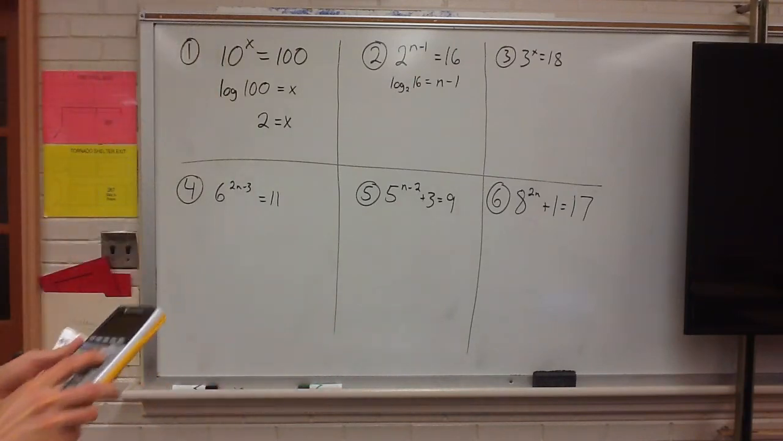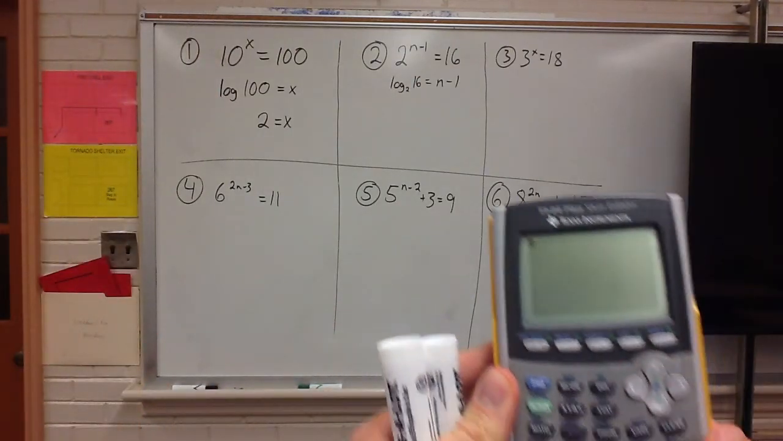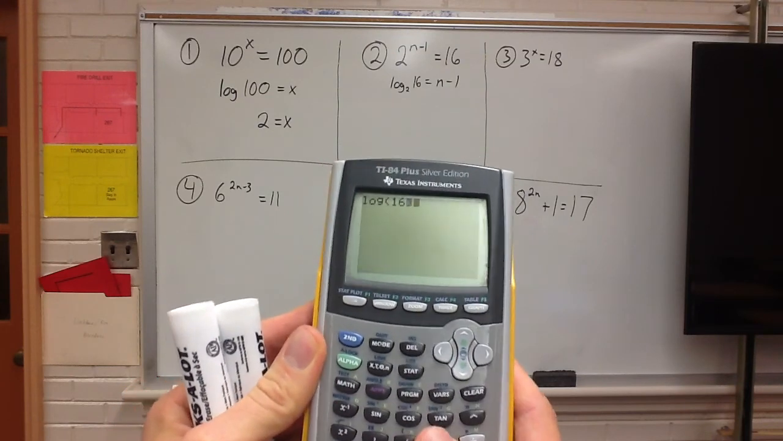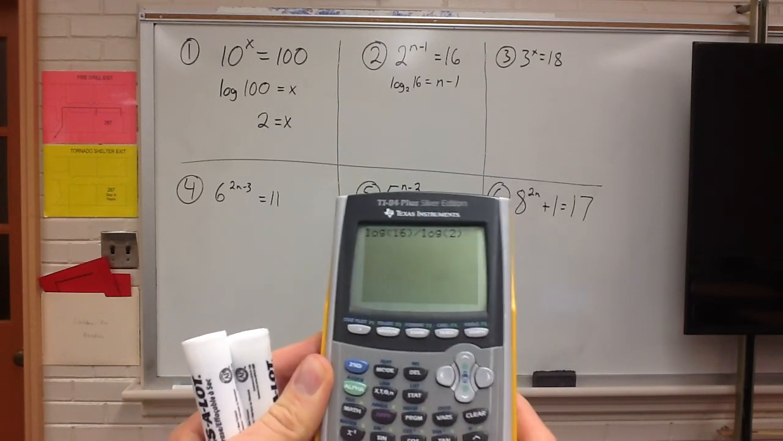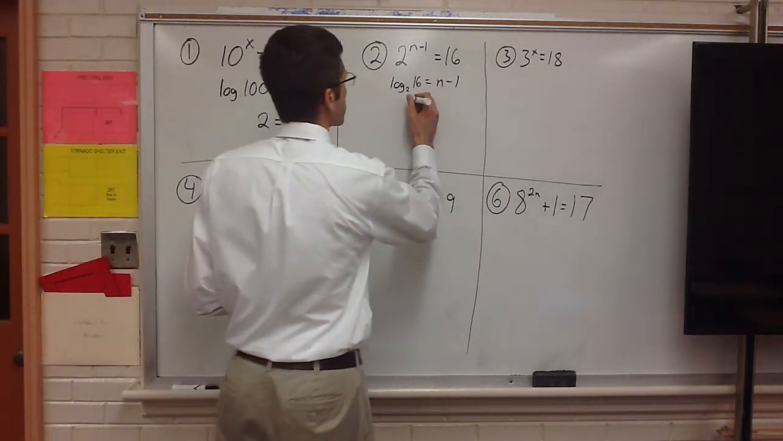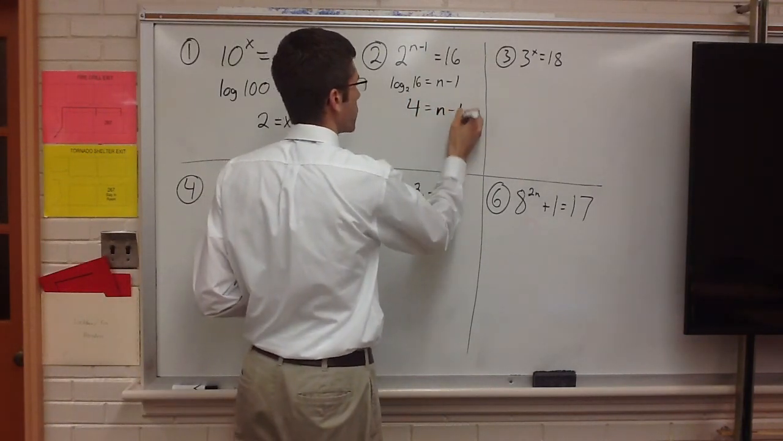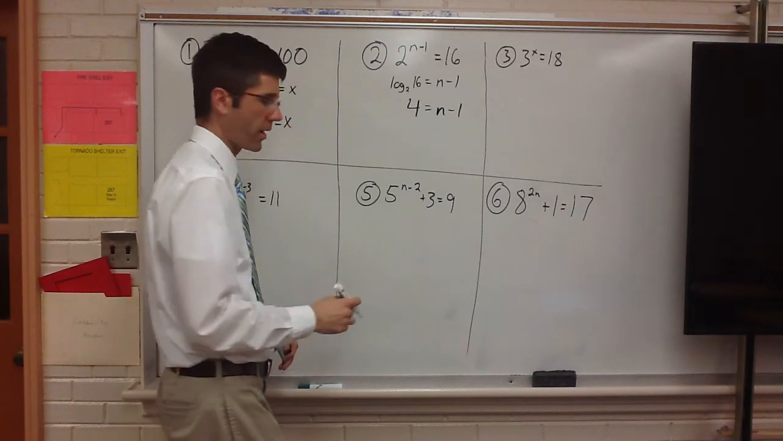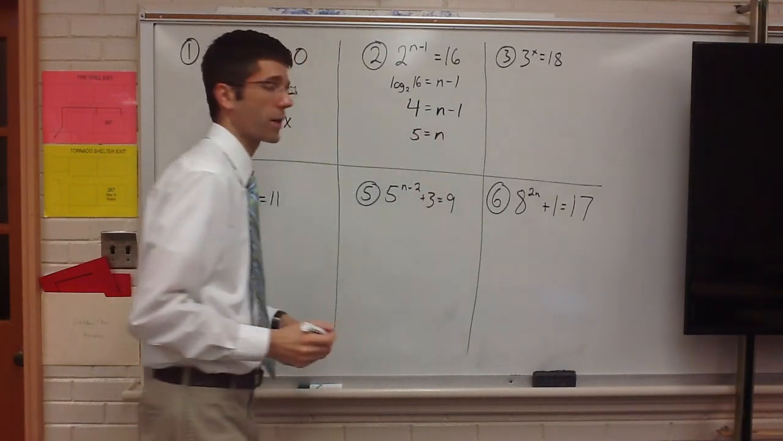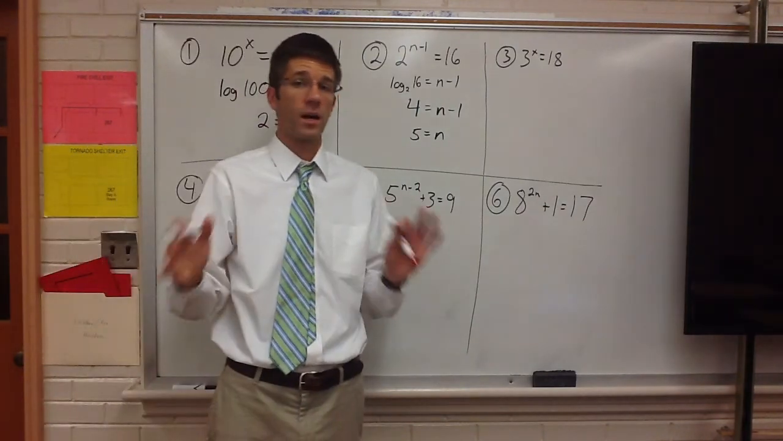But in case you forgot, let's get you back on the clue bus here. Log of 16 divided by log of 2. There we go. Boom. The answer is 4. So 4 equals n minus 1. That's fantastic. We're solving it. I know how to solve this. You'll add 1 to both sides, and you end up with n equals 5. There we go.